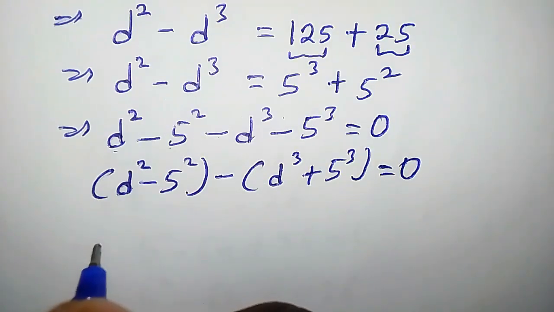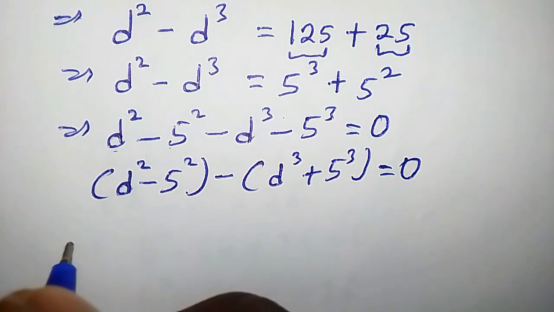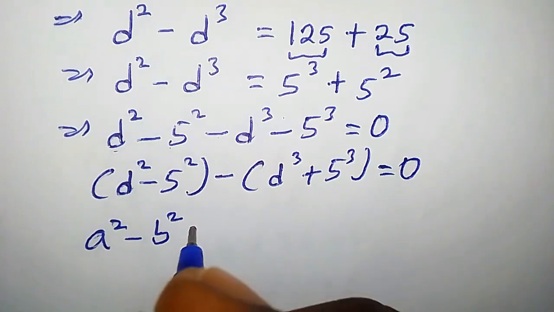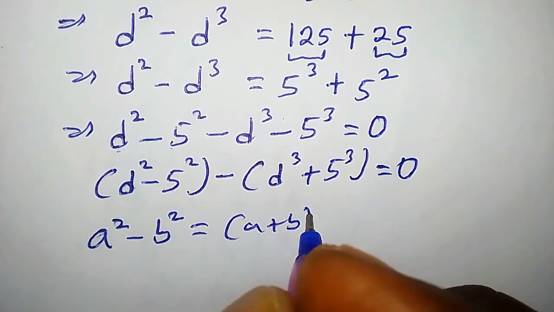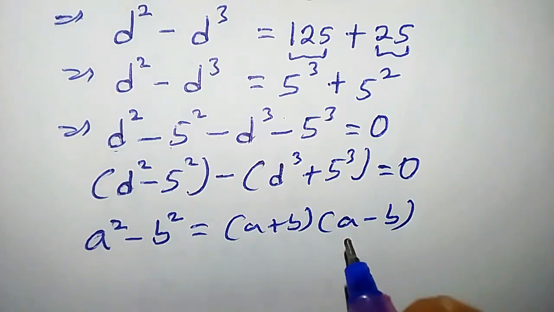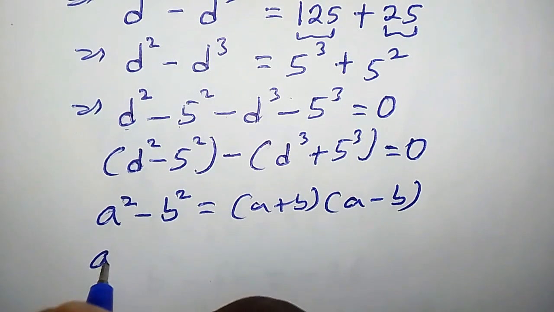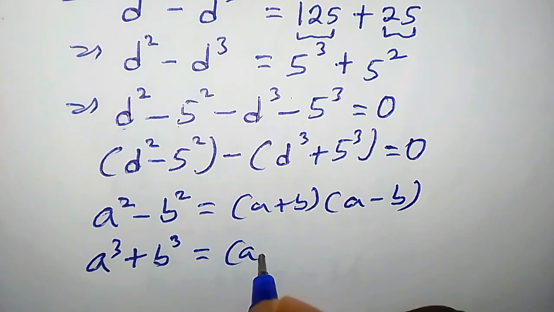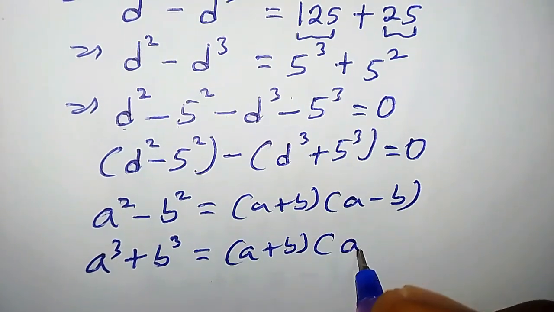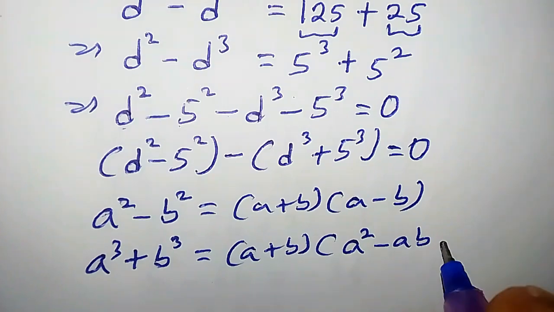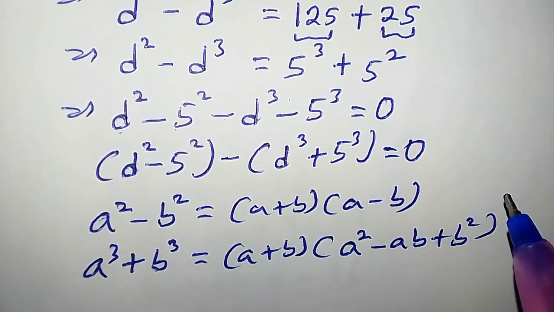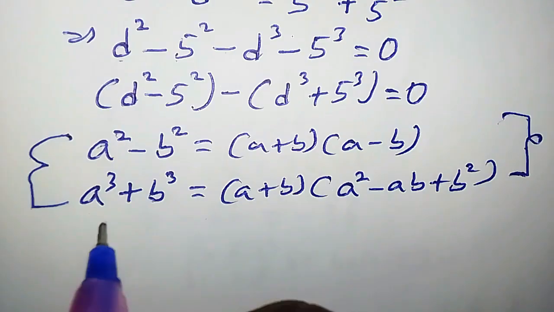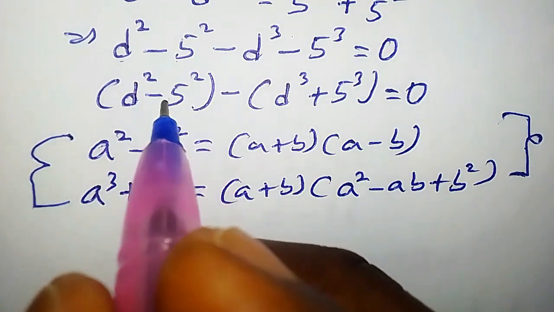So that will be minus into d to the power of 3 plus 5 to the power of 3 equal to 0. At this stage, we need to recall some algebraic properties. The first one is the difference of two squares: a square minus b square is equal to a plus b times a minus b. Also recall that the sum of two cubes, a cube plus b cube, is equal to a plus b times a square minus ab plus b square. Take note of these two beautiful properties. It is very important.